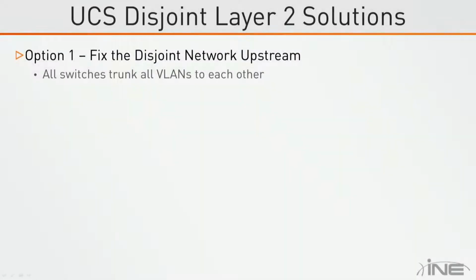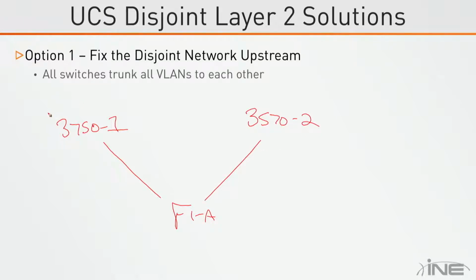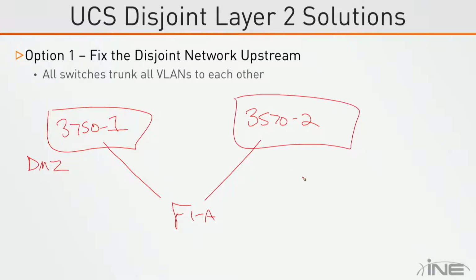where we're connecting to multiple physical switches northbound. So let's say that fabric interconnect A is going to whatever, 3751, and it's going to 3750 number 2. And then behind 3751, this is where we have our DMZ. 3752, maybe this is where we have the public web servers.